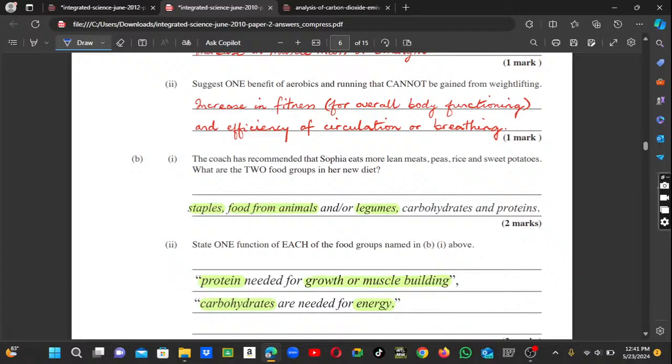Now we need to state one function of each of the food groups named. For protein, we know that protein is needed for muscle building, right?